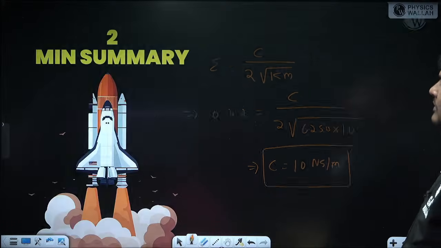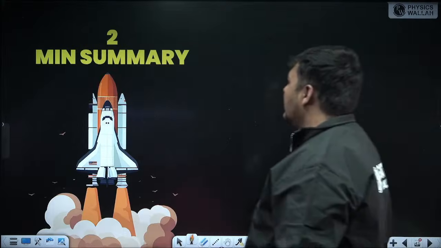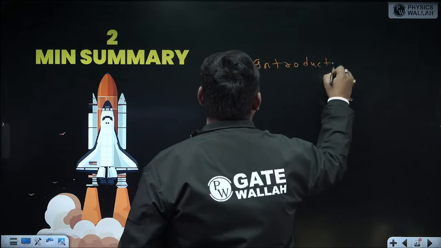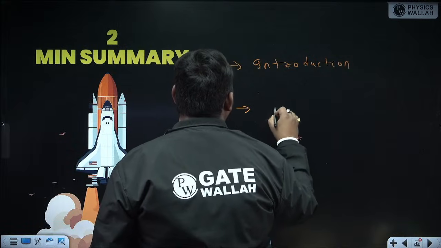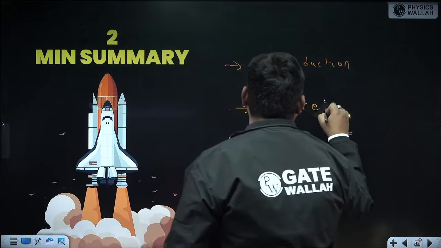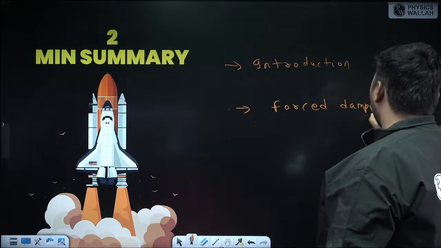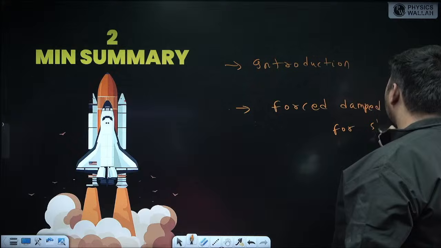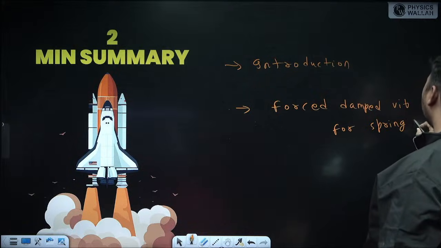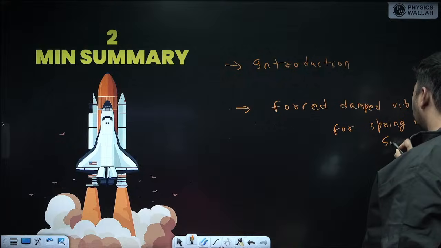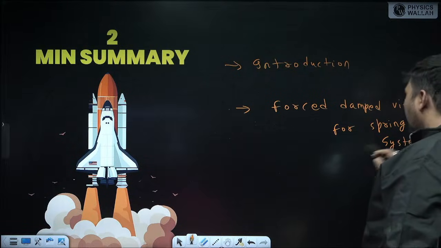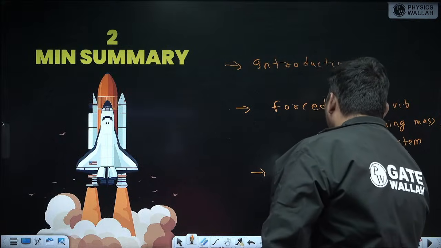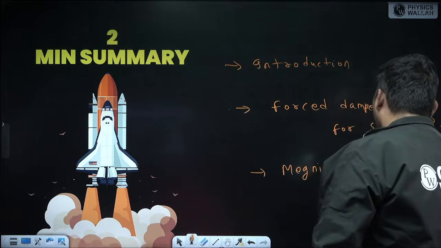Okay, so this is all about forced vibration. Today we have discussed the introduction of forced vibration. Then in forced vibration, we have discussed the forced damped vibration of a spring mass system when it is subjected to a harmonic force. And during this discussion we have discussed one more important concept, that is the concept of magnification factor.